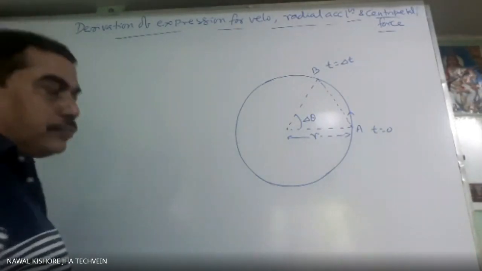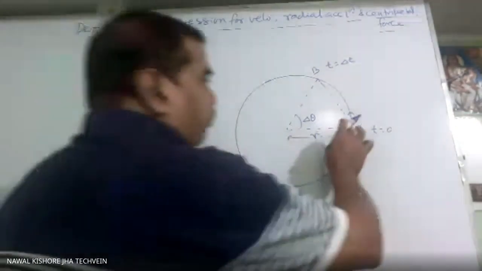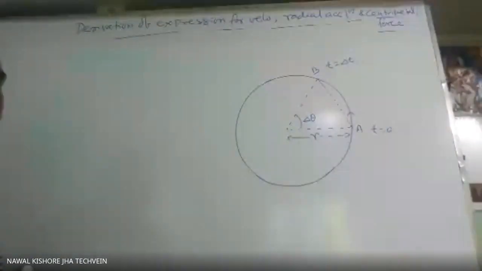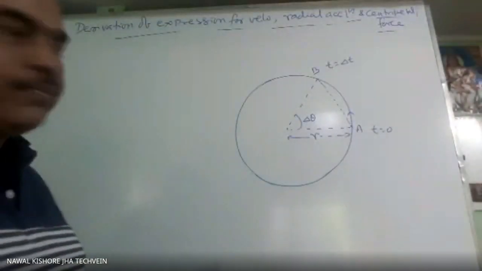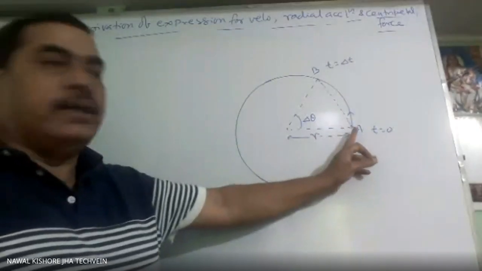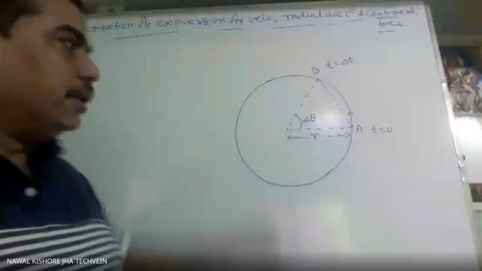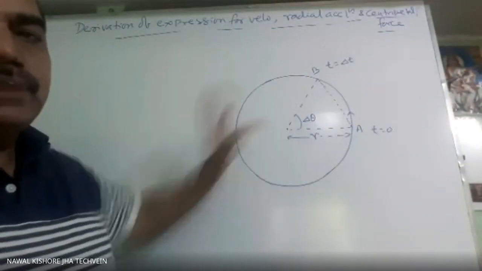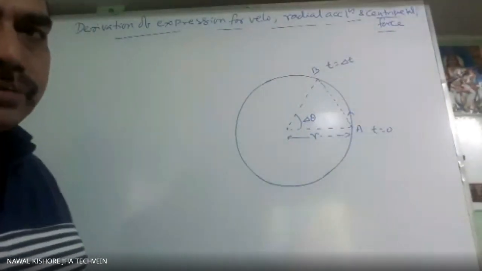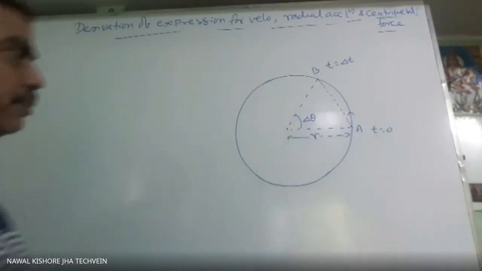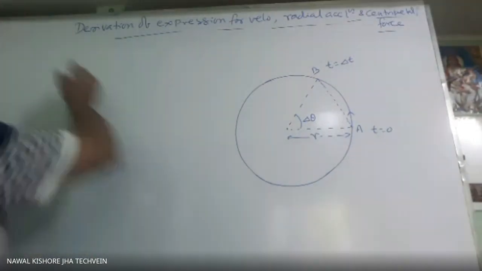Suppose this particle is at A when we start observing. After time delta t, the particle has reached point B, and the radius vector makes an angle delta theta, like we did before yesterday. So we'll start from there.